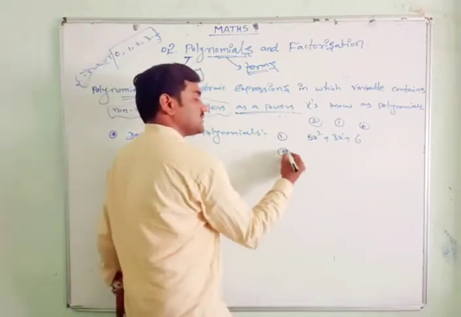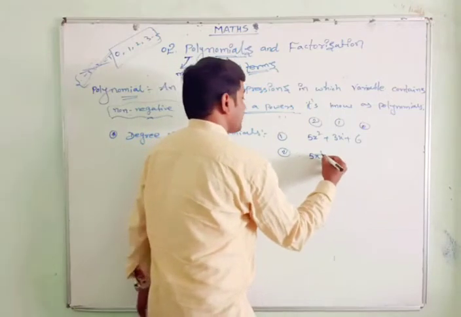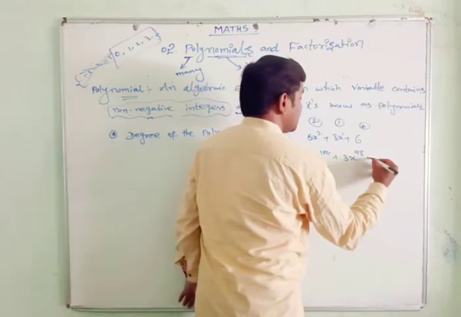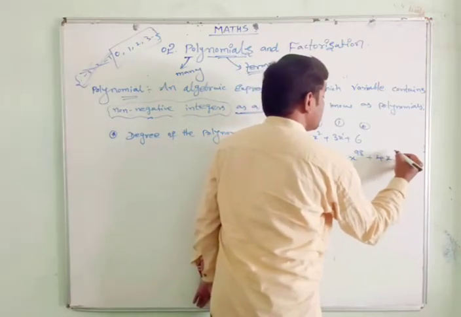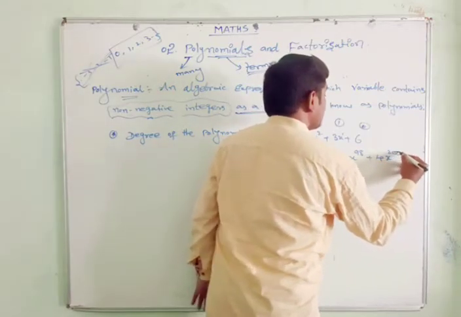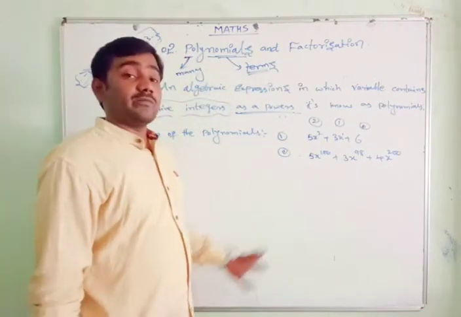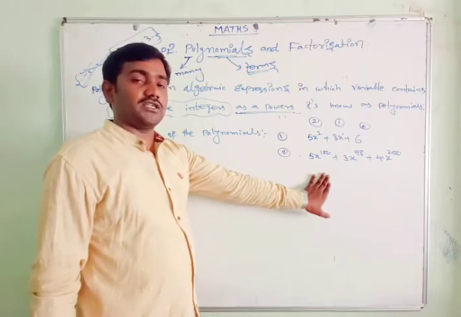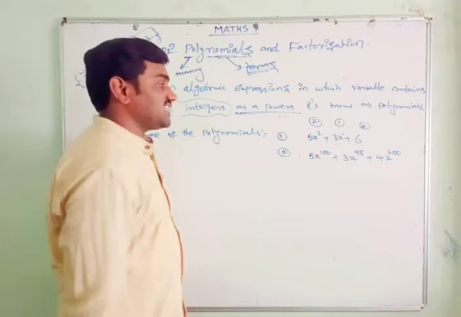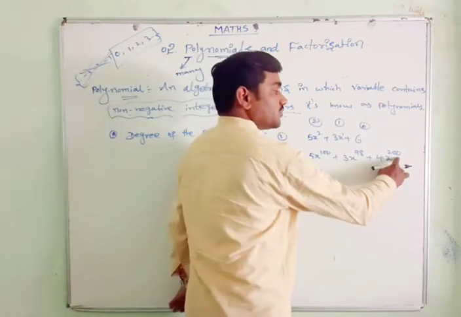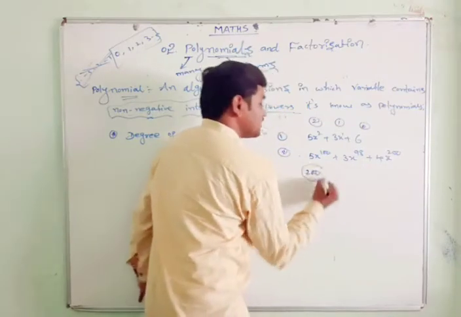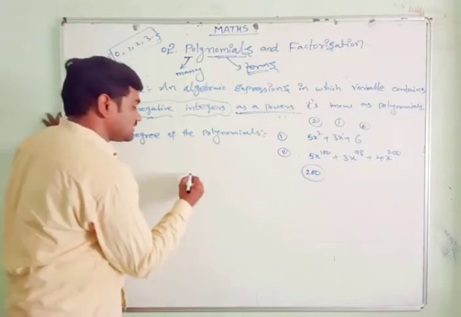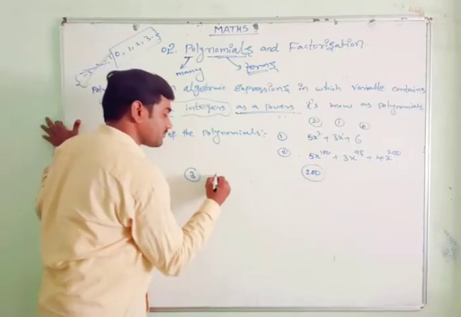Let me write the second example here: 5x to the power of 100 plus 3x to the power of 98 plus 4x to the power of 200. What is the degree of this polynomial? The highest degree of this algebraic expression is known as the degree of the polynomial. The highest degree here is 200. So 200 is the degree of this polynomial.